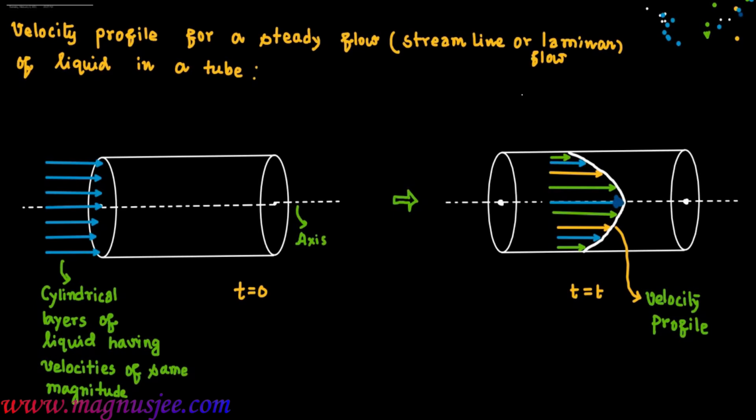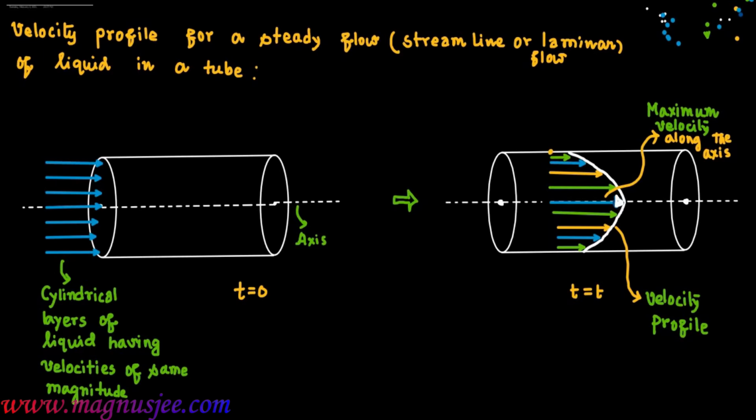Velocity profile for a steady flow, that means laminar flow of liquid in the tube, indicates that the velocity of the layer of liquid will be maximum along the axis. This is the maximum velocity. This is the cylindrical layer of liquid having maximum velocity along the axis of the horizontal tube.